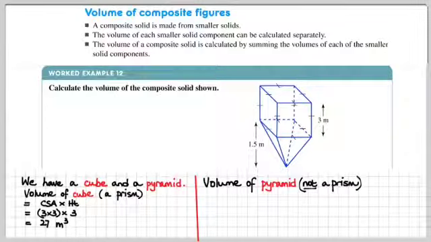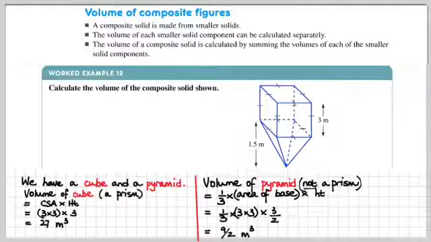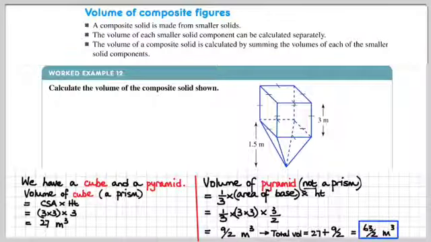Now, let's do the pyramid. No, that's not a prism. No way, Jose. So the volume of that will be 1/3 of the area of the base times the vertical height, which would be 1/3 of 3 squared, 3 squared being the base, times that height there, which is 1.5 metres. So we get that, and we get, what do we get? 9/2 cubic metres. Yes, so now we've got to add them up together. Total volume is 27 from the cube plus 9/2 for the pyramid, which gets us 63/2. Okay, 63/2 cubic metres. Yes, great.